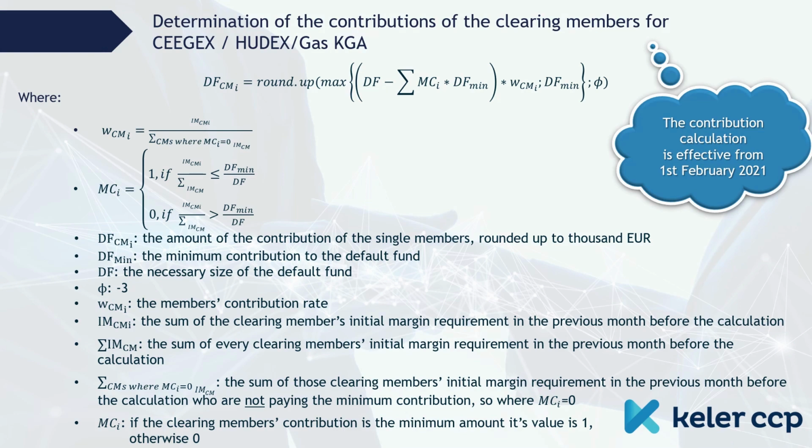This result is multiplied with the weight for every member, calculated based on the initial margin and the total initial margin of every member where the MC is 0. This component is considered together with the minimum default fund contribution, which is 15,000 euro, and the higher of these two has to be rounded up to 1,000 euros, and that is the result of the contribution for the member.